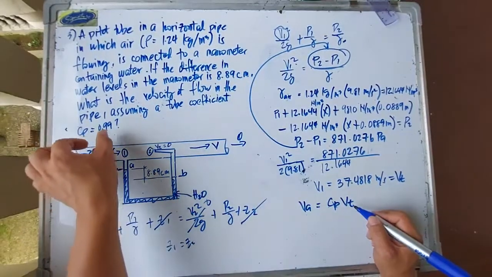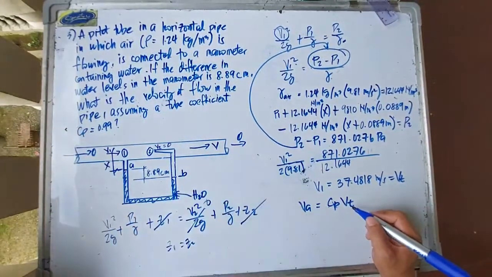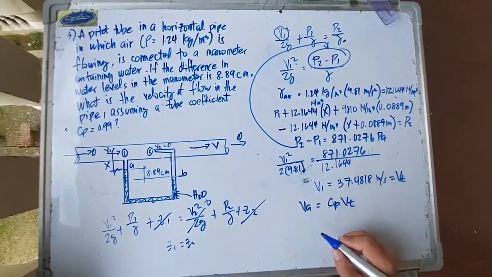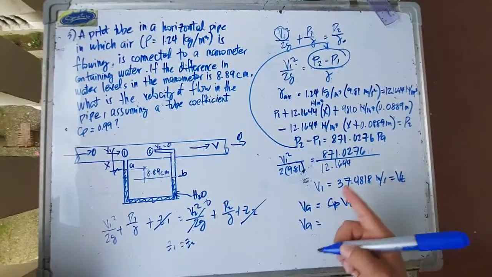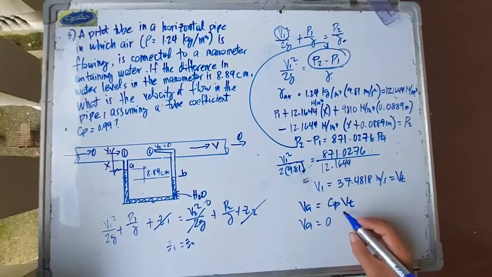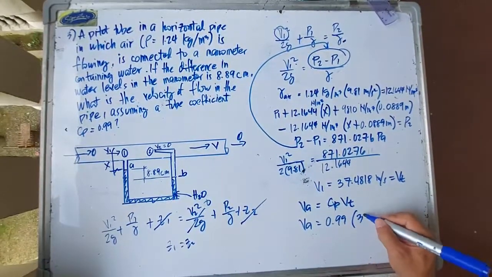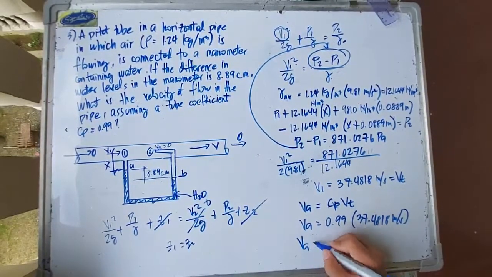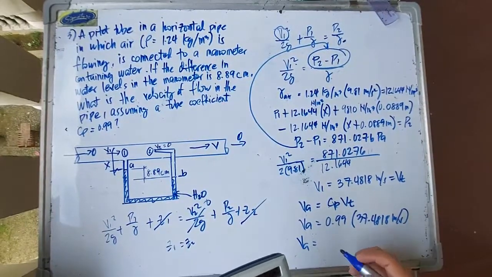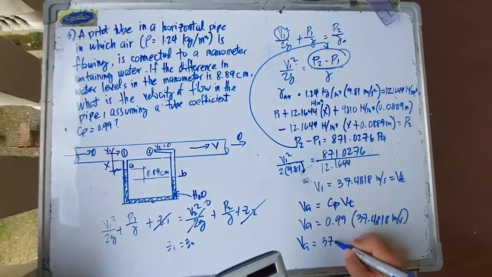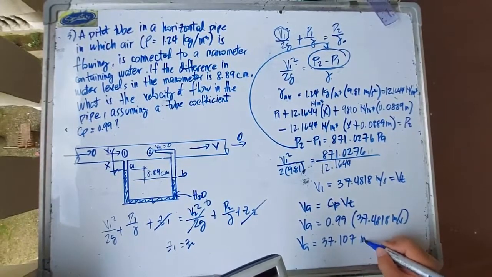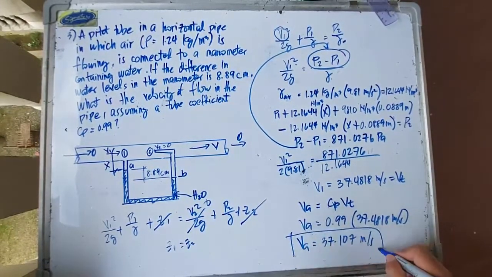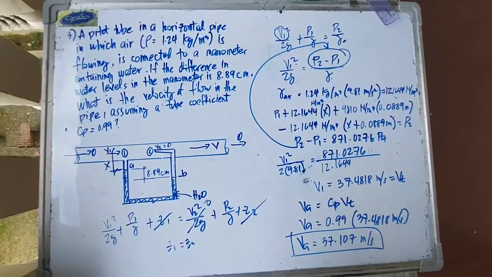So we have what we call the coefficient of the Pitot tube, CP. To solve for the actual velocity, we simply multiply CP and the theoretical velocity. So it's 0.99 times 37.4818 meters per second. The actual velocity is equal to 37.107 meters per second. That's how we solve for the velocity in the Pitot tube.